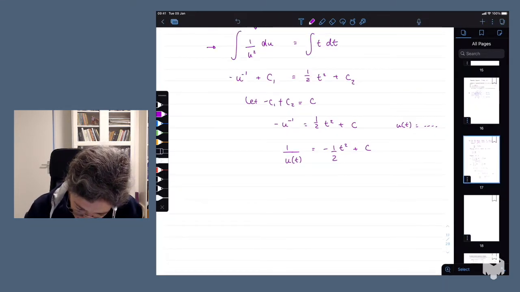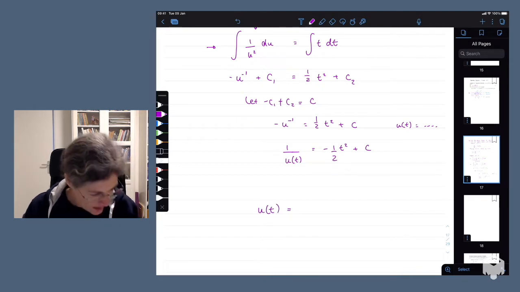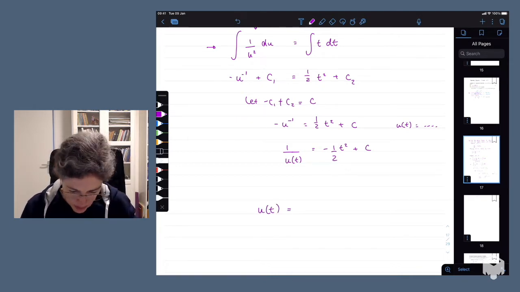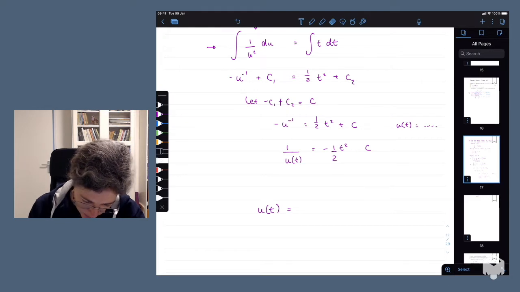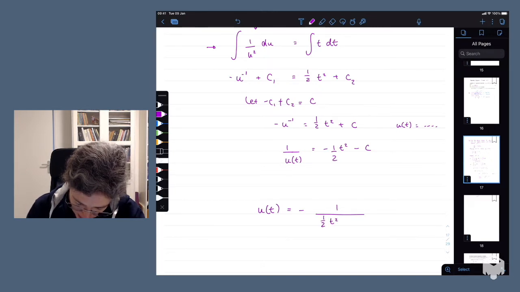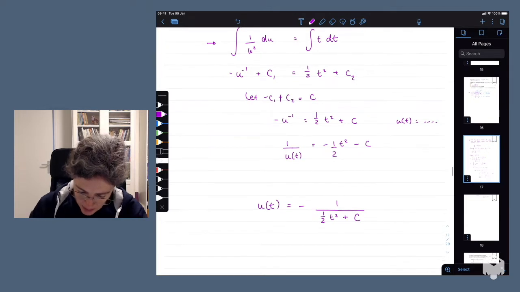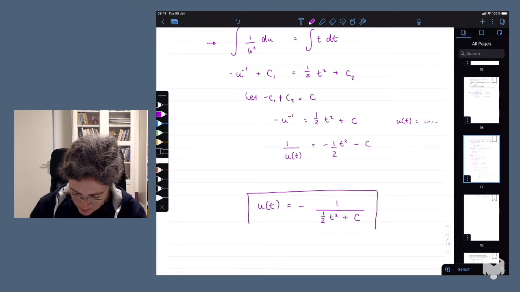So what do we get in the end? We get u of t is equal to, and I just want to make sure that I've got this correct. Oh, actually, no, I didn't in my notes. So let's be a little more rigorous. Let's keep this minus sign here. I'm going to take the minus sign out, and then I've got half t squared plus c. Did I do that? Yeah. Okay, so here is our general solution.